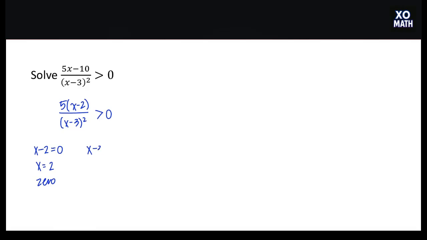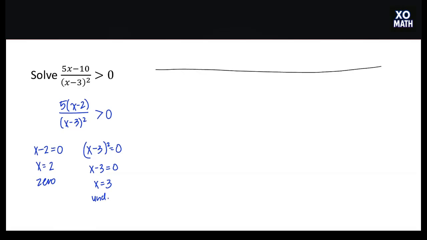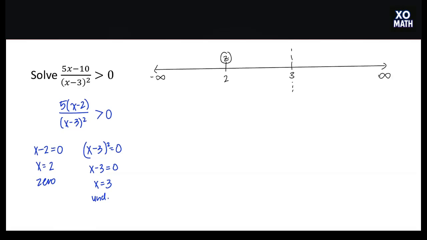And then I set the denominator x minus 3 squared equal to 0. Well, that's just x minus 3 equals 0, or x equals 3. That's a place where I'm undefined. And I put those two numbers on my number line. So I have positive 2, that's a 0, and positive 3, that's somewhere where I'm undefined. And I pick some test values. So let's say 0 between negative infinity and 2, 2.5 between 2 and 3, and 4 between 3 and infinity.